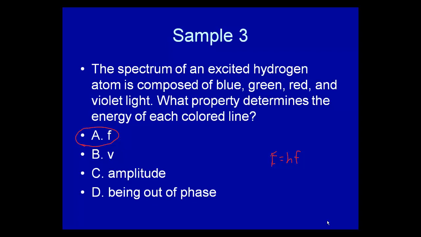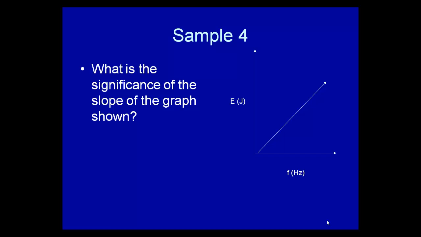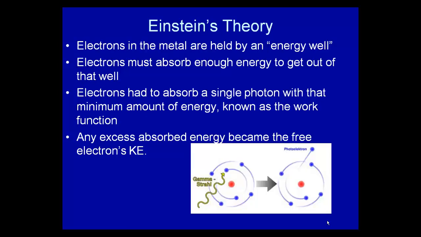X-rays have more energy than red light does. What is the significance of the slope of the graph as shown? And this was actually used to calculate this number. Rise over run, so it's E over f. h, winner, because E is equal to h times f. So h is the slope of that graph, and that was actually how it was calculated. They plotted the energy versus the frequency and got that.